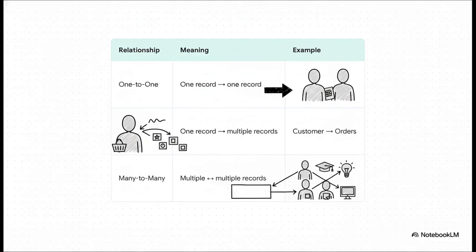All right, so let's do a super quick summary. One-to-one, that's our perfect exclusive match, like a person and their passport. One-to-many, this is the most common one, where one thing can have many related things, like a customer and all their orders. And finally, many-to-many. This is for the complex stuff, like students and courses, and we solve it using that special bridge table.